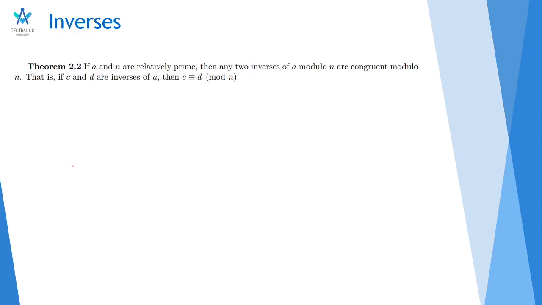Theorem 2.2. If a and n are relatively prime, then any two inverses of a modulo n are congruent modulo n. That is, if c and d are inverses of a, then c is congruent to d modulo n.